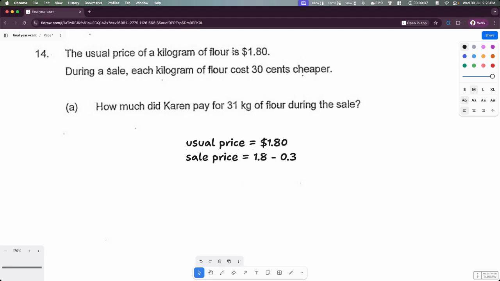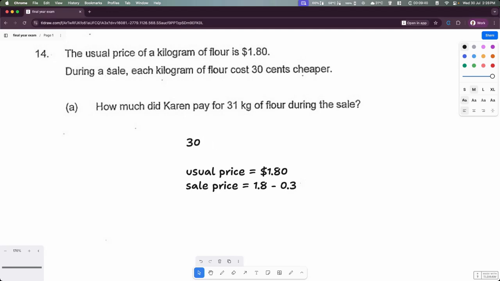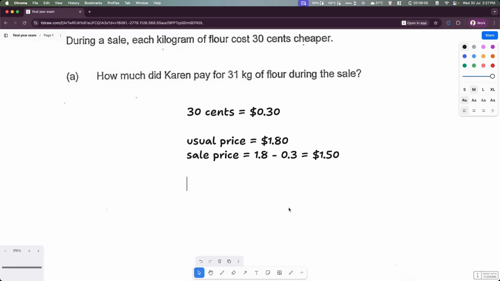Okay, so 30 cents is equal to $0.30, okay, in this case. So we have 1.8 minus 0.3 equal to $1.50 in this case. Okay. So now we know that 1 kg for the sale, right? In this case is $1.50. Right. So 31 kg is basically 31 times 1.50, okay, is equal to 46.50.